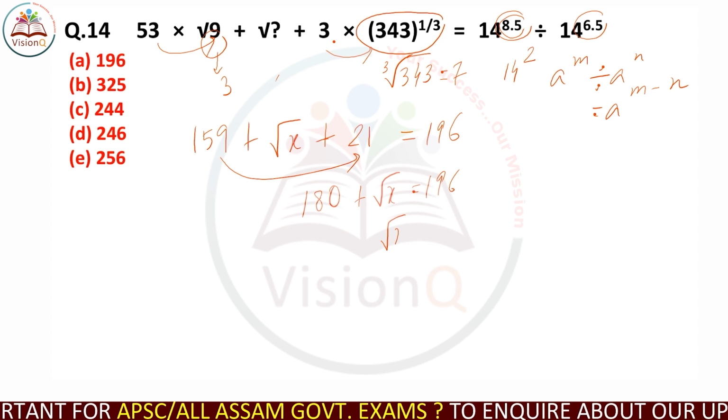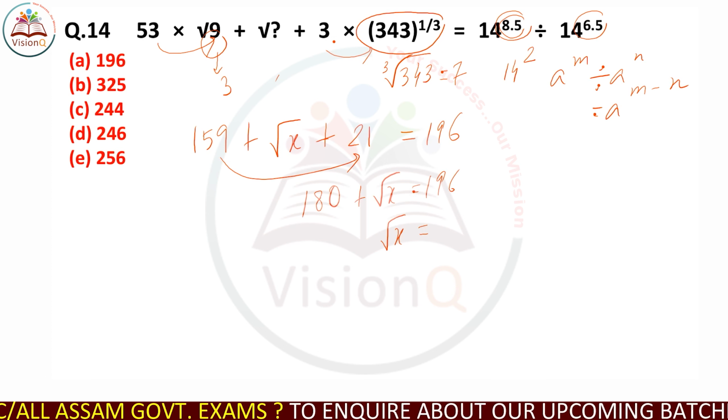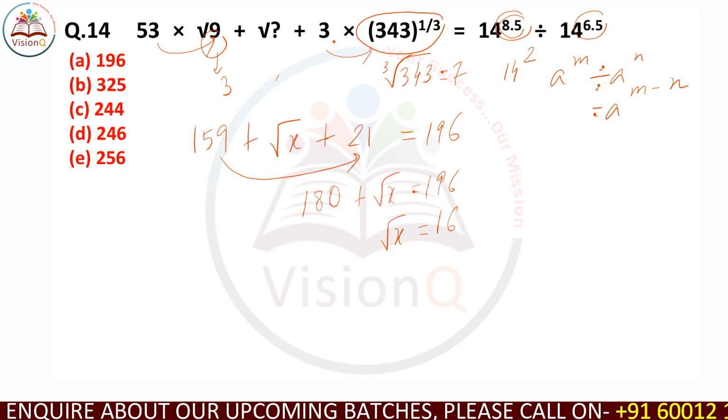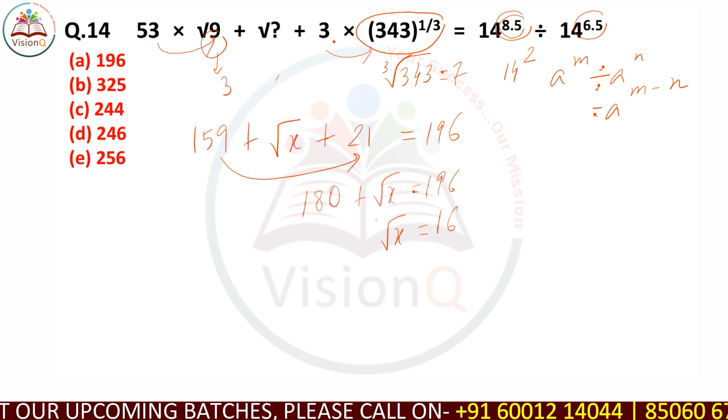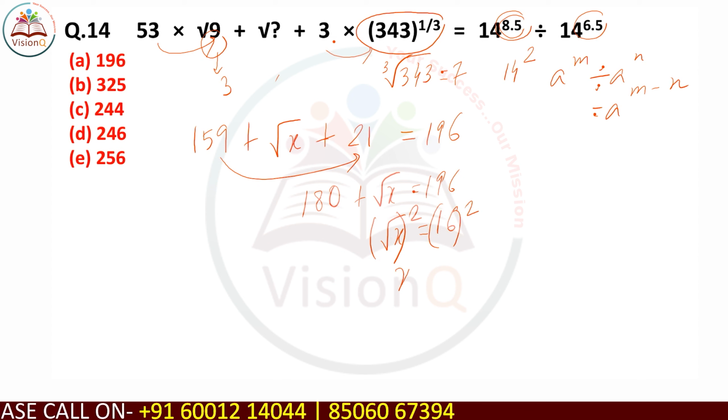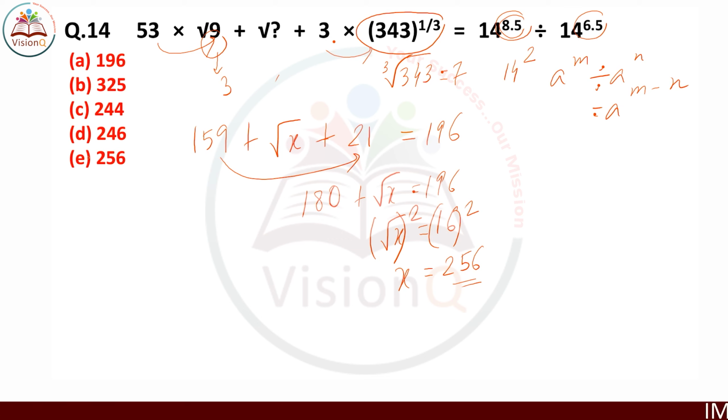So root over x will be how much? 196 minus 180, which will be 16. Now to find out this x, remove this square root by squaring both sides. Okay, by squaring both sides. So x will be equal to 16 square which is 256. The answer of this question number 14 is option number D, 256.